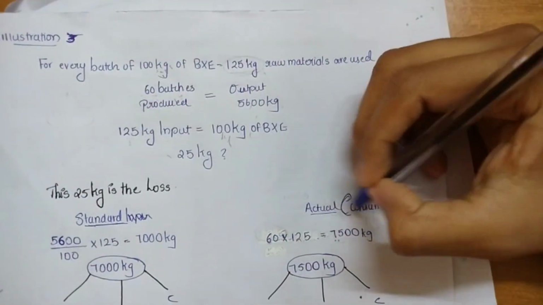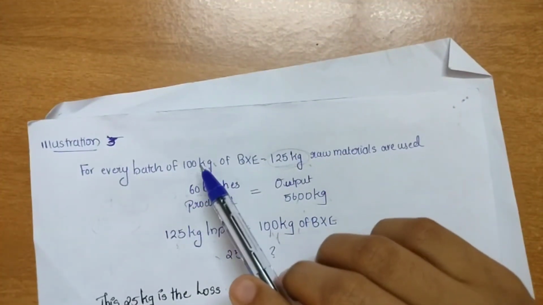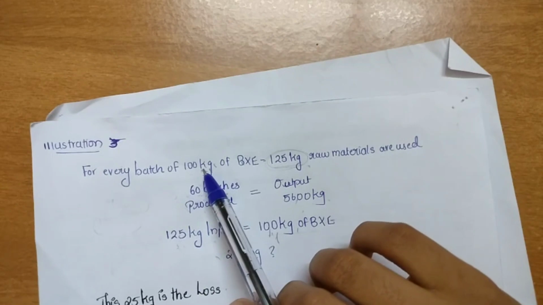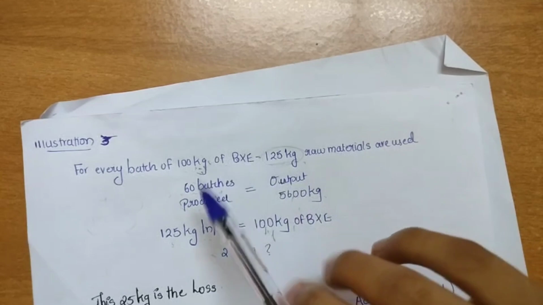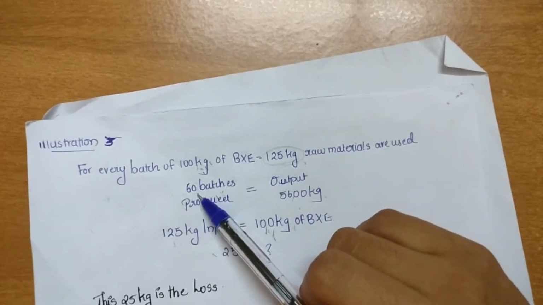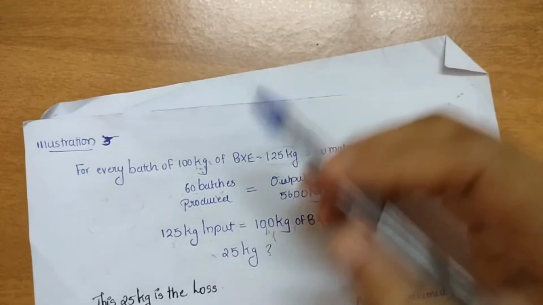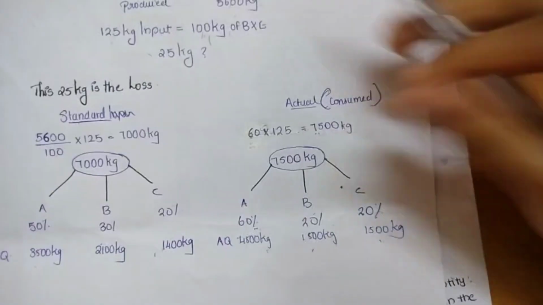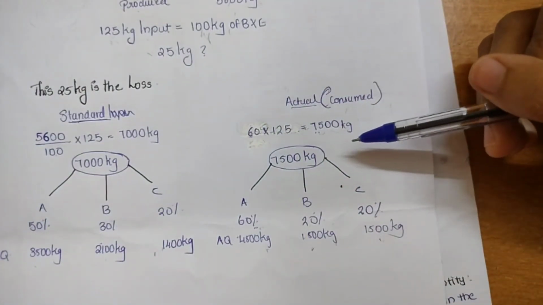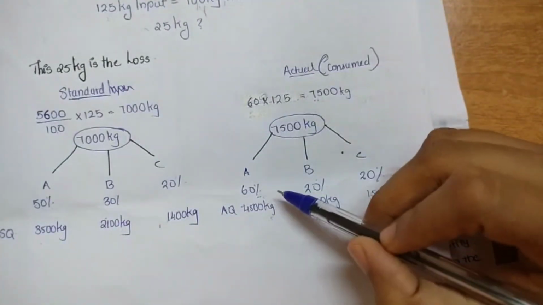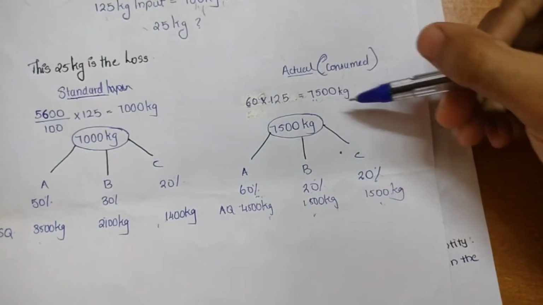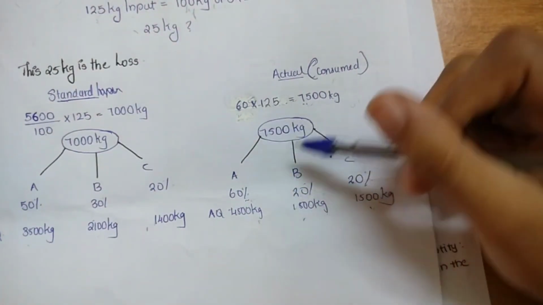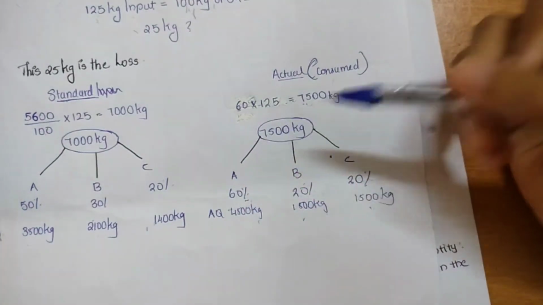Now let me explain how the actual consumed information is being acquired. They have already told us that each batch contains 100 kg of BXE, and in order to make this 100 kg of BXE we require 125 kg of raw materials. During April they have produced 60 batches. So how much quantity would we have taken? 60 into 125, that is exactly what I did here, and we'll get 7500 kg. And with the help of the ratios already provided in the question, 60%, 20%, 20%, I divide the 7500 and acquire the actual quantities of A, B, C.